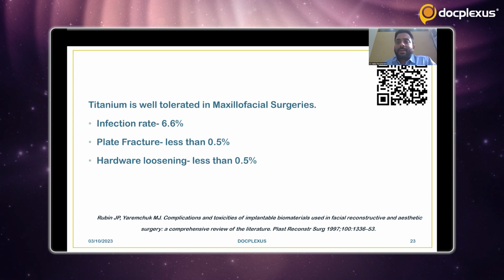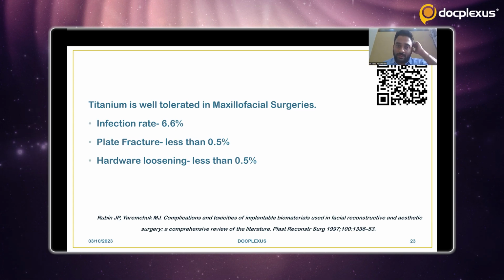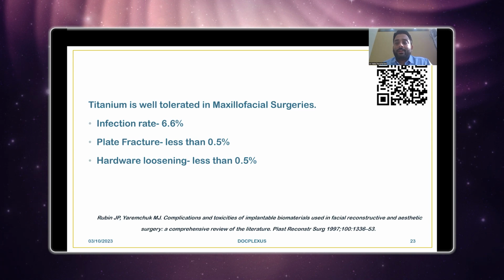So, titanium as a metal has been used by us maxillofacial surgeons for quite some time. It is well tolerated in the body. Most of the orthopedic screws are also made up of titanium. The infection rate is minimal. Plate fracture is less than 0.5%. And also the cases of hardware loosening are minimal. So it is a very good biomaterial for replacement of hard tissues. While for soft tissues, various polymers have been used.